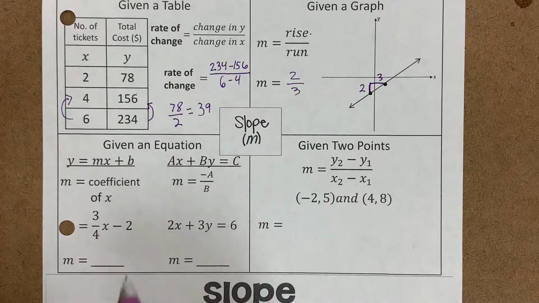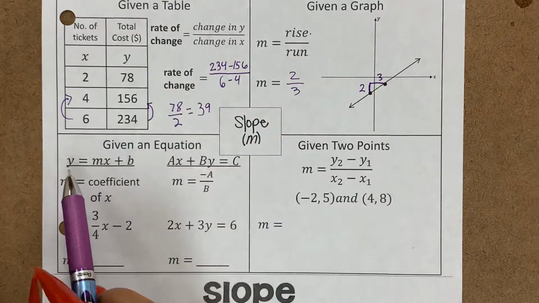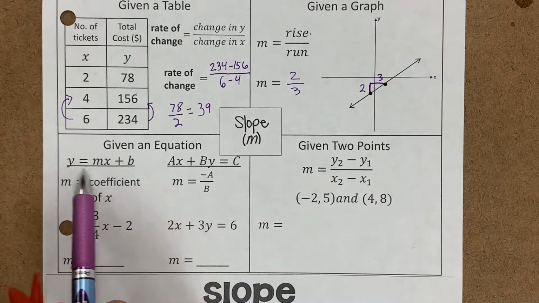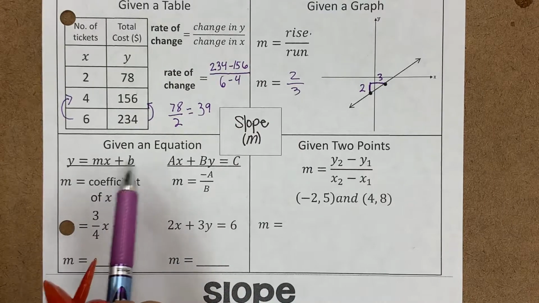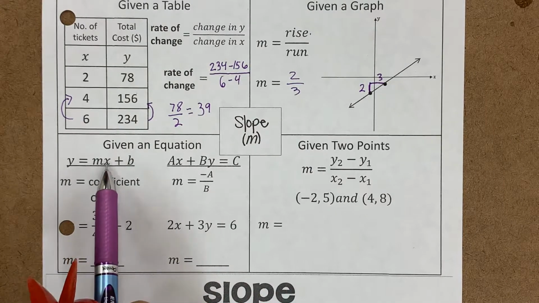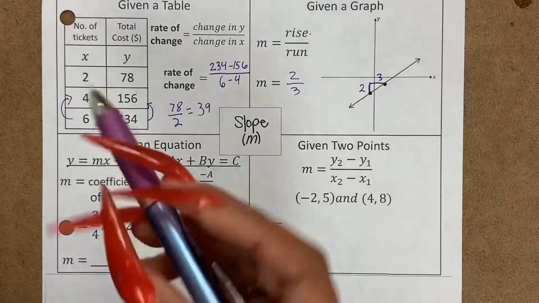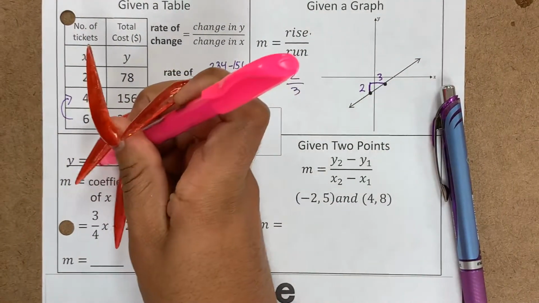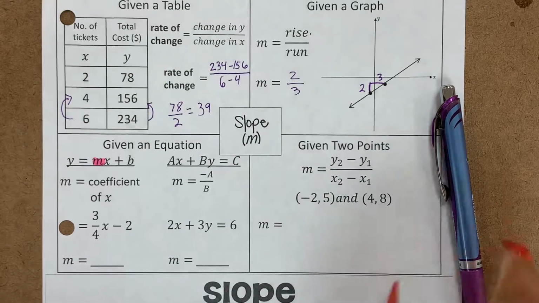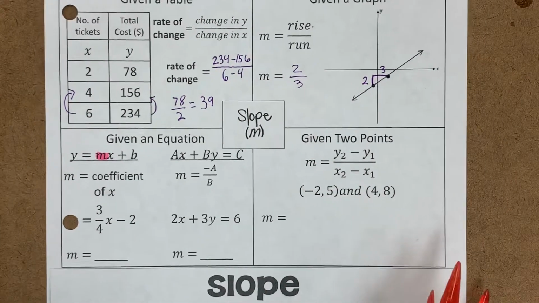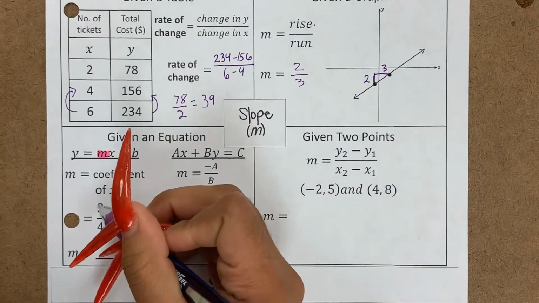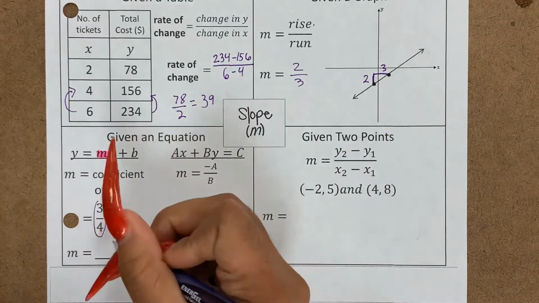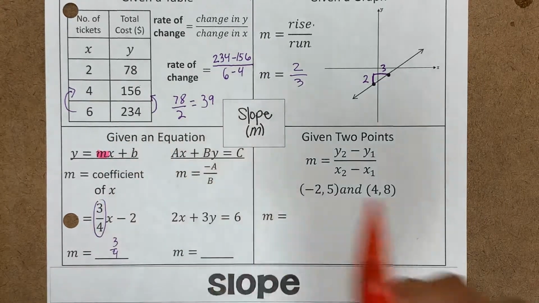From an equation, if it is in this form, this is called slope-intercept form, the slope is the coefficient of x, the m. Not the x, but the coefficient of the x. So in this example, the slope is 3 over 4.